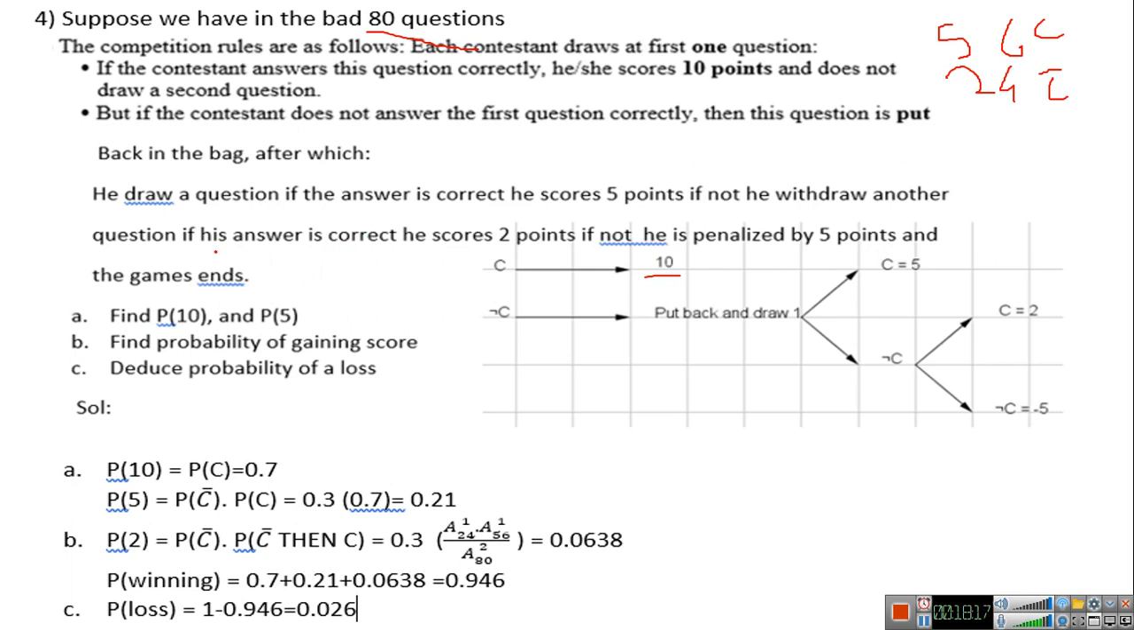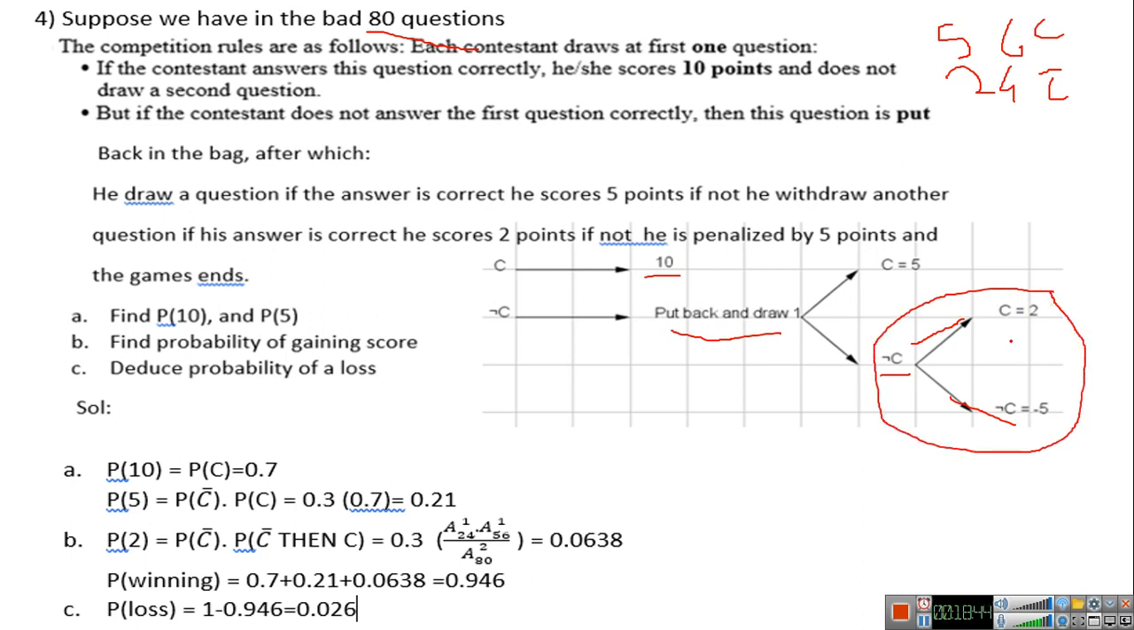If his answer is correct, okay, he draws a question. If the answer is correct, he scores 5 points. If not, he withdraws another question. If his answer is correct, he gets 2 points. If not, he is penalized. But here they didn't tell us between here and here they return it back. He returned it back only in the second one. In the third one here, he doesn't return it back. So here it is not.